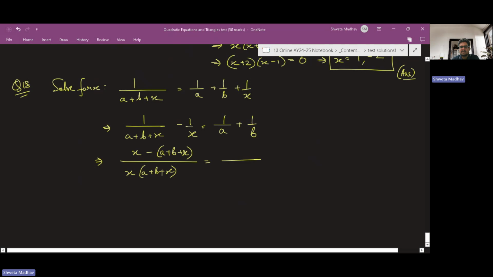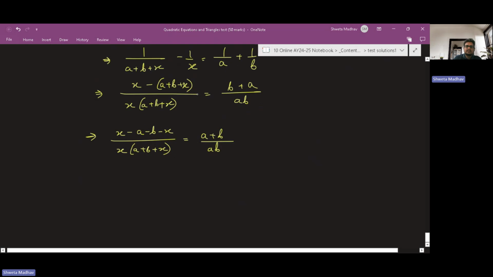here also we can take the LCM, that is ab, and this will be b plus a. So then this will be x minus a minus b minus x divided by x into (a plus b plus x) is equal to (a plus b) divided by ab. Now here you can say x and x will get cancelled, and here we can see this will be minus (a plus b) into ab, that is equal to (a plus b) into x into (a plus b plus x).